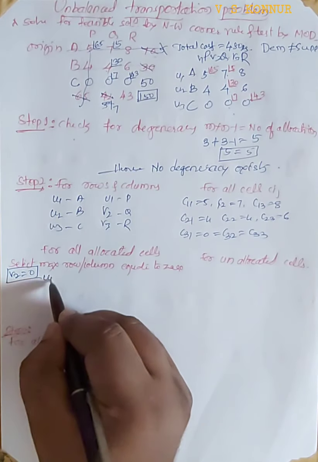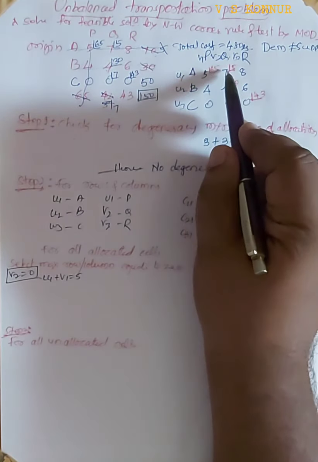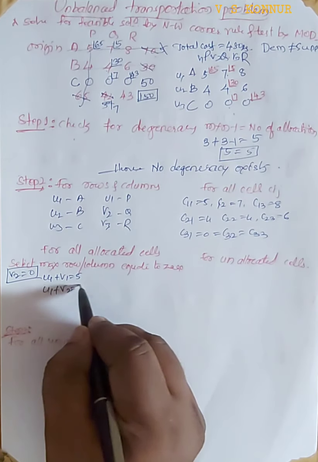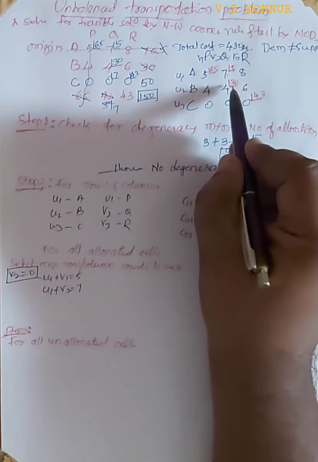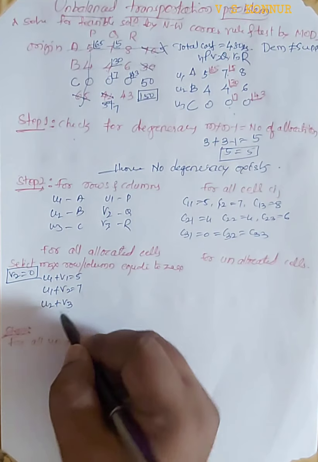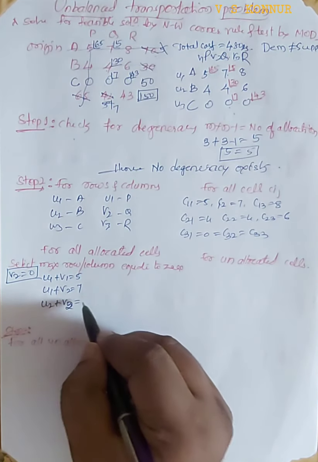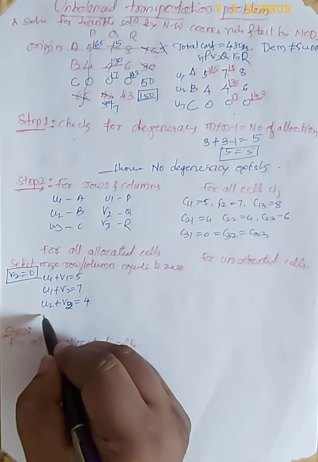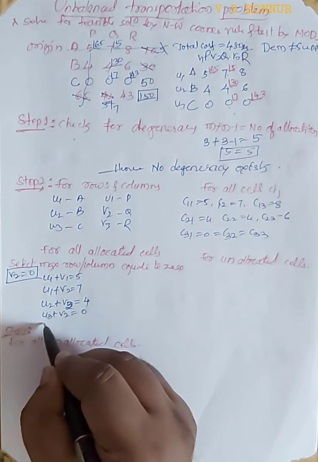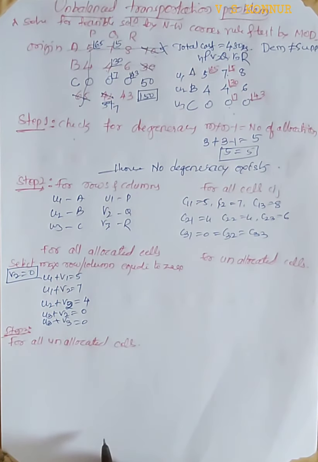For this, U1 plus V1 is equal to 5. For allocated cells, U1 plus V2 is equal to 7. Then U2 plus V2 is equal to 4. Then U3 plus V2 is equal to 0, U3 plus V3 is equal to 0. So these 5 allocated cells we have.